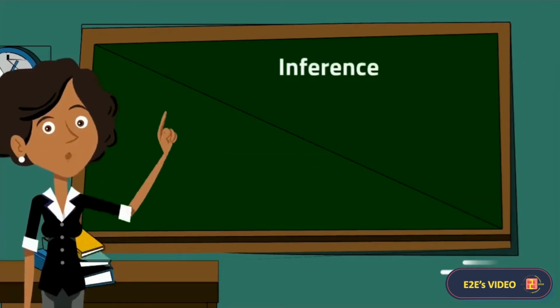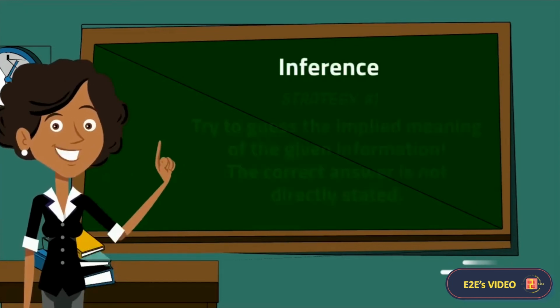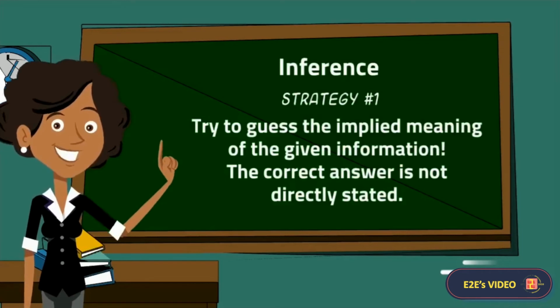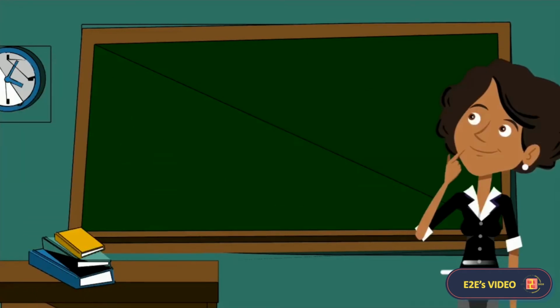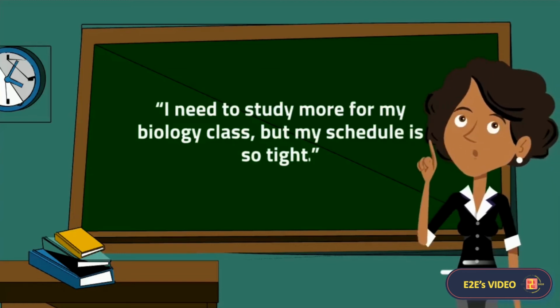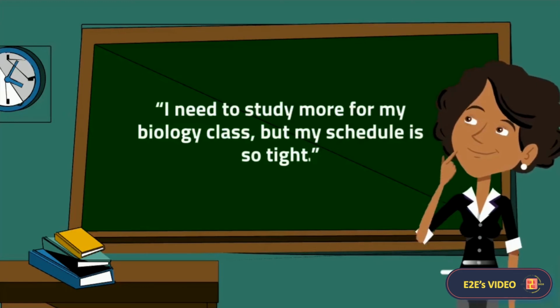To pick up all the types of indirectly addressed details, try to guess the implied meaning of the given information. For example, when a student said, "I need to study more for my biology class, but my schedule is so tight." Do you think he or she has an adequate amount of time to spend revising biology? If your answer is no, you are correct.